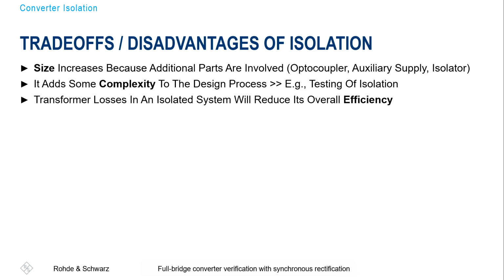One, of course, is the size, because when we are talking about isolated systems, we also need to introduce new components like the optocouplers, auxiliary supply, and isolators. So you have more components typically, and therefore it adds complexity, but not only in the hardware, also in the design process. For example, you have to test the isolation, and even in the production, you have to ensure that the isolation is correct.